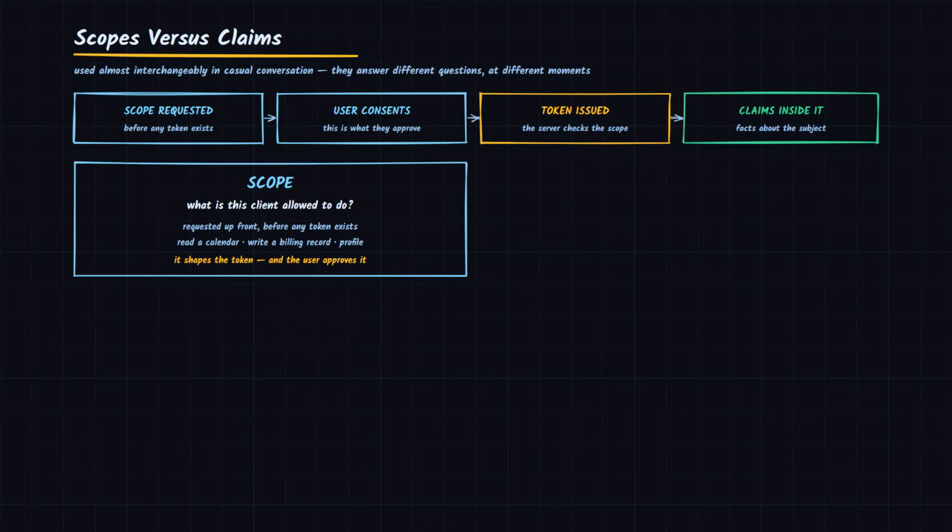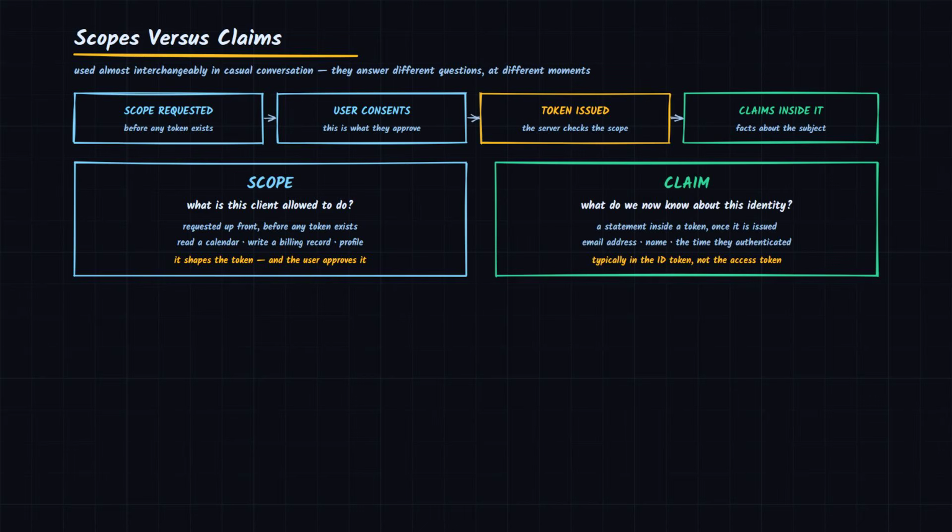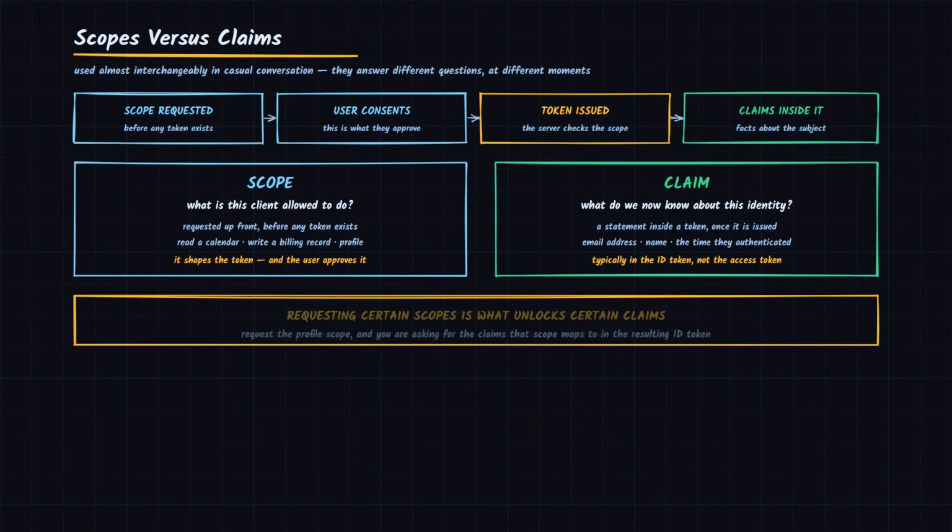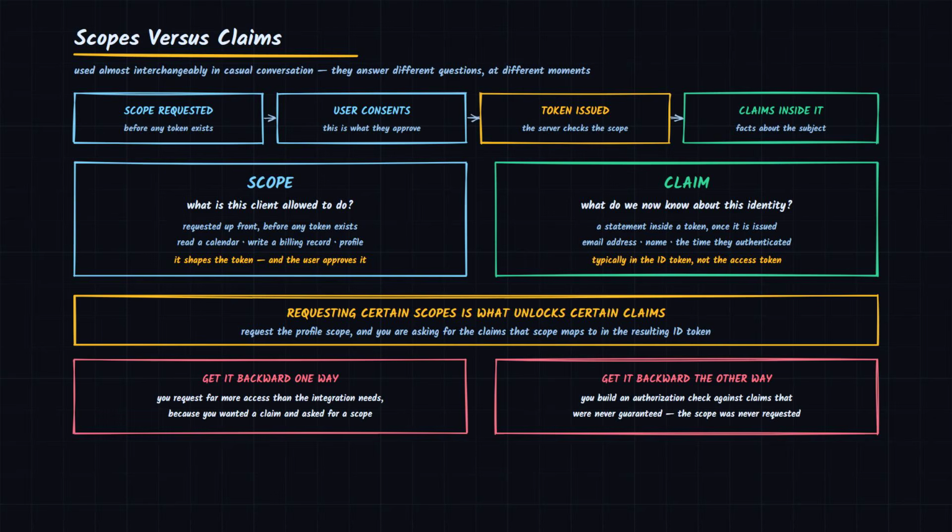A claim is a piece of information that ends up inside a token, typically the ID token, once it's issued. A statement about the subject, like their email address, their name, or the time they authenticated. Claims answer a different question. What do we now know about this identity? The relationship between the two is that requesting certain scopes is usually what unlocks certain claims. Request the profile scope, and you're telling the authorization server you'd like the claims that scope maps to included in the resulting ID token.